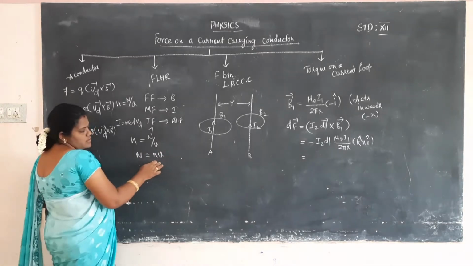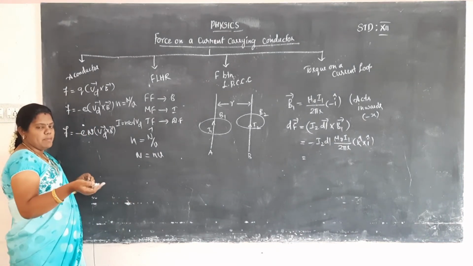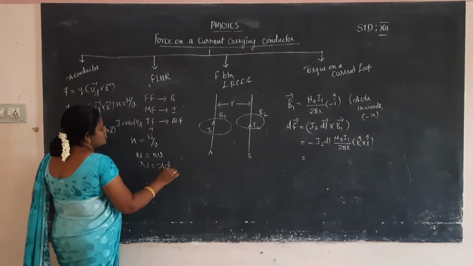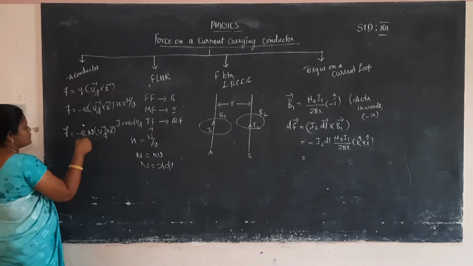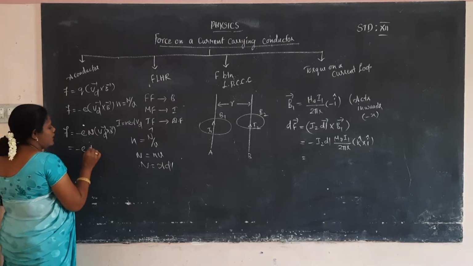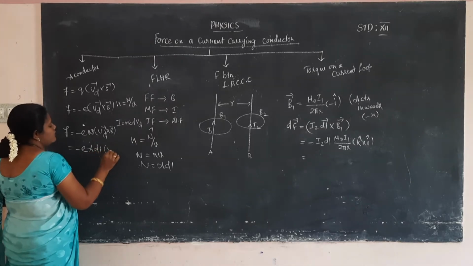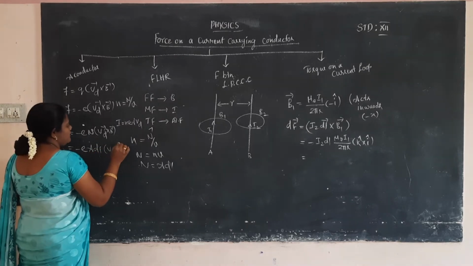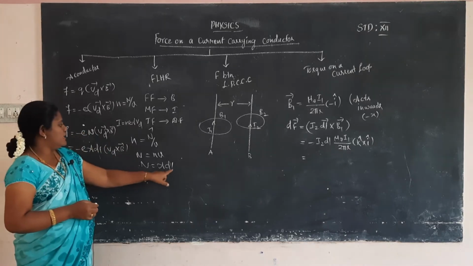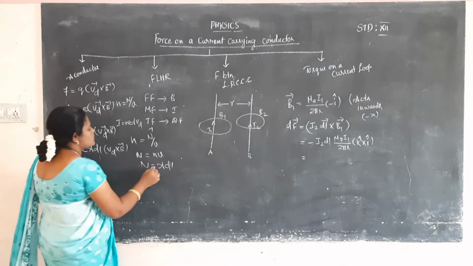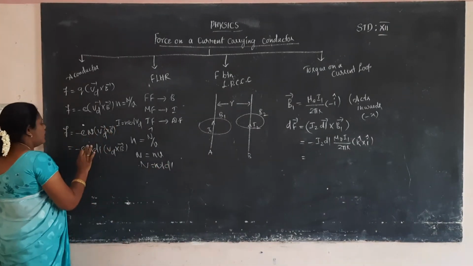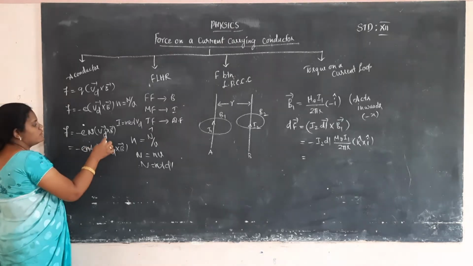What is V? V is the volume. It is the multiplication of area into length. So V is equal to area and length dl, that is A dl. So we substitute that part: minus e into n A dl and Vd cross B vector. So instead of the volume, it is small n, A dl, Vd cross B.